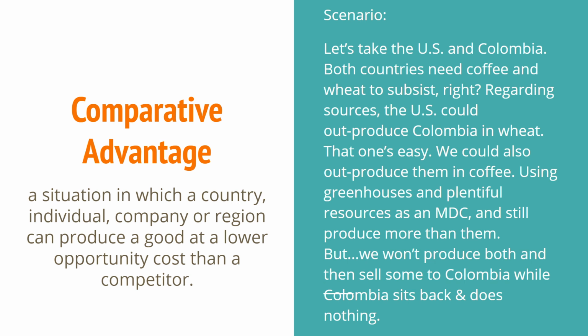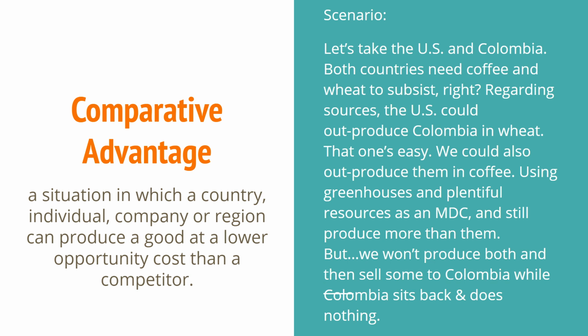a good at a lower opportunity cost than a competitor. So, hey, here we have an advantage in producing something because we can do it cheaper and better than you can. So, I'm going to give you an example. The US and Colombia. Both countries need coffee and wheat in order to subsist, right? In order to survive, right?